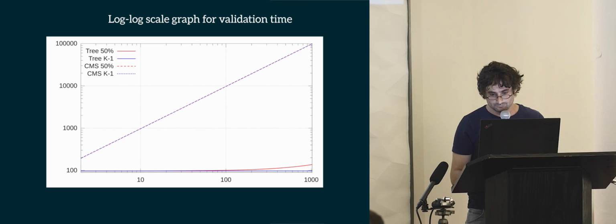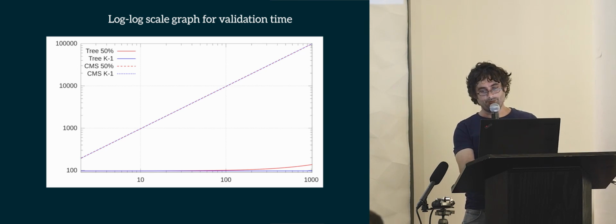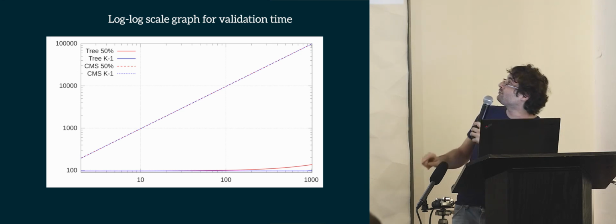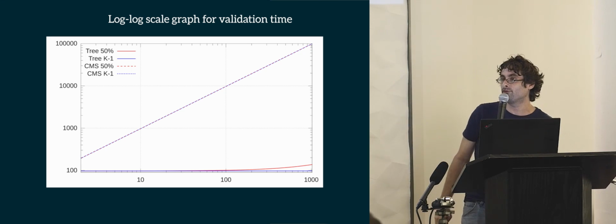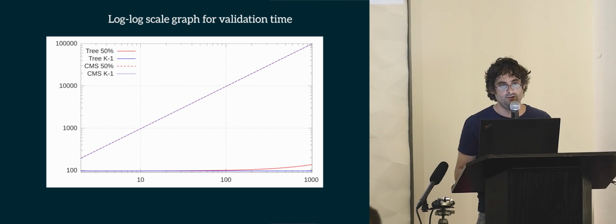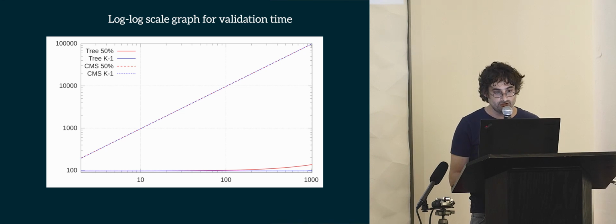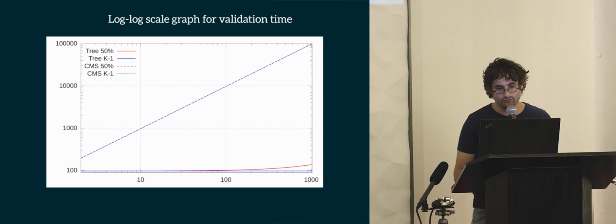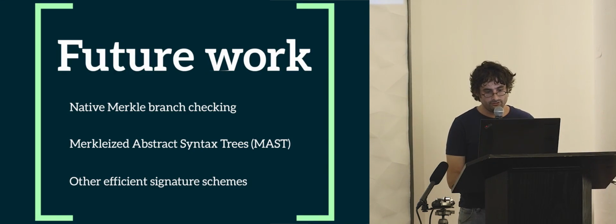Also, again, the place where the red line visibly goes above the blue line is not interesting because it's infeasible to actually construct such large signatures. Okay, so these were threshold trees, which is what we've actually implemented.